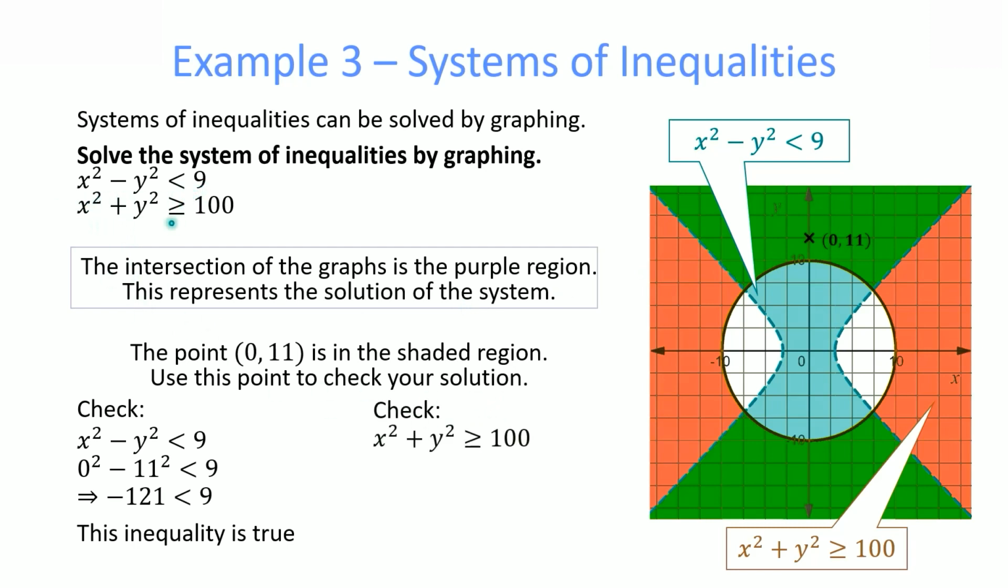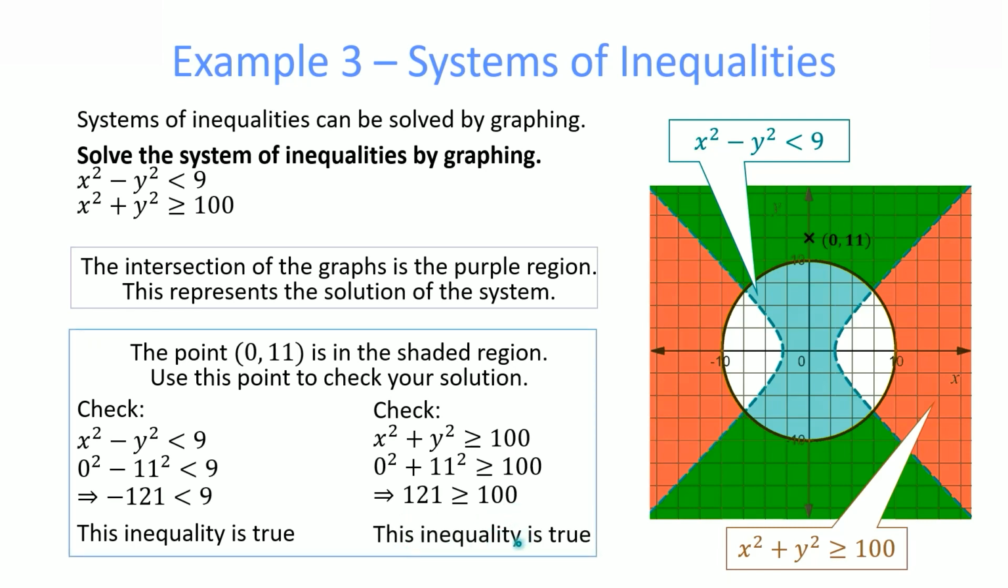Similarly, we take x squared plus y squared is greater or equal to 100. Upon substituting x is 0 and y is 11, the inequality tells us that 121 is bigger or equal to 100, which is also true. So the second inequality is also satisfied. Therefore, we can see that the point 0, 11 satisfies both inequalities, and from this, we've now verified that the purple region is the correct solution of the system.